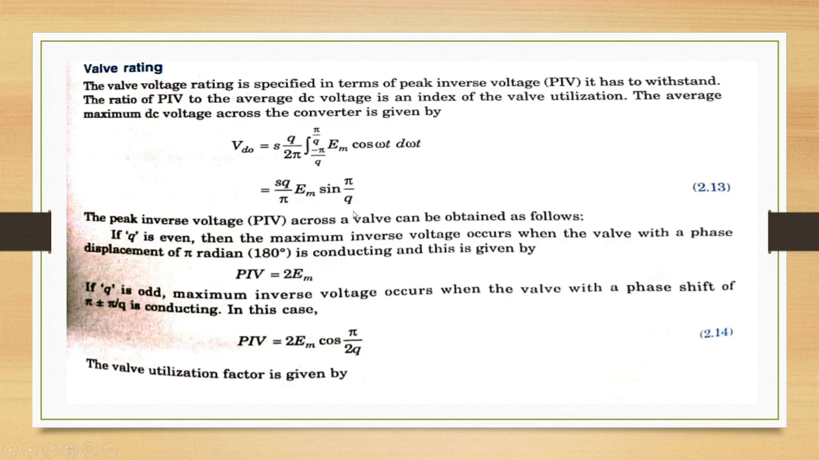The peak inverse voltage, PIV, across a valve can be obtained as follows. If Q is even, then the maximum inverse voltage occurs when the valve with a phase displacement of pi radians is conducting, and this is given by PIV equal to 2EM. If Q is odd, the maximum inverse voltage occurs when the valve with a phase shift of pi plus or minus pi by Q is conducting. In this case, PIV is equal to 2EM cos pi by 2Q.